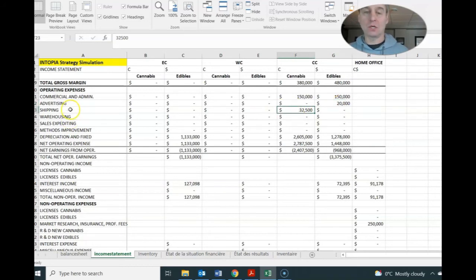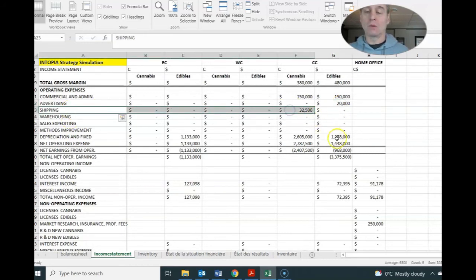And you see, here's our shipping costs that are reflected, and those are the shipping costs to send those 10,000 units from Central Canada to Eastern Canada. So note that the shipper pays for that. So it's the seller that pays the shipping costs always, and that's recorded in Central Canada.